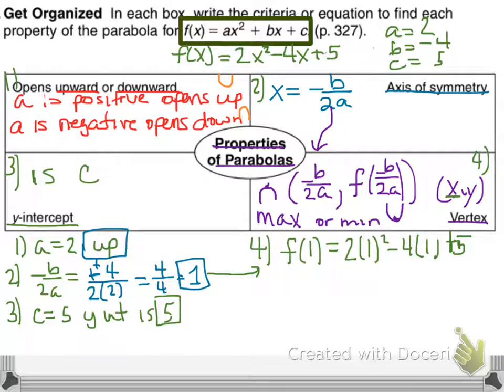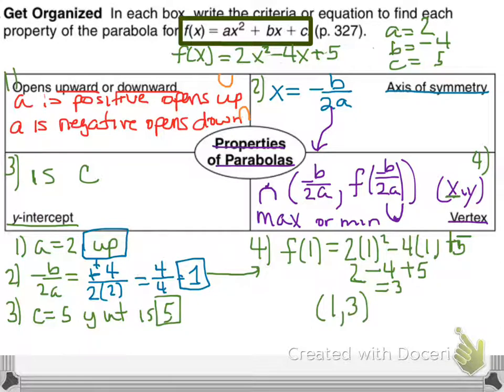Plus our 5. So let's go now back and figure out what our value is. So we'll take 2 times 1 squared. 1 squared is 1, times 2 is 2. Minus 4 times 1 would just be negative 4, and plus our 5. And so if we take our 2 minus our 4 plus 5, that's going to give us a value of 3. So there's your vertex. We had an x value of 1 and a y value of 3.